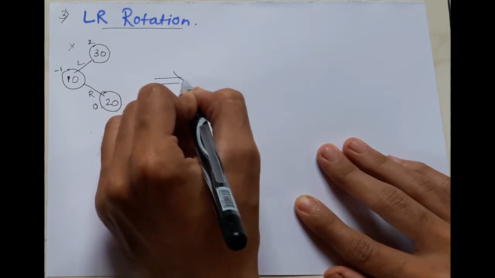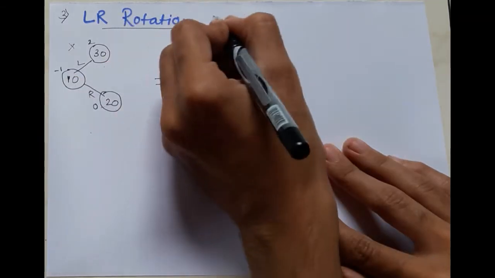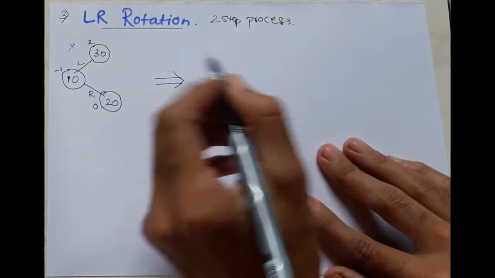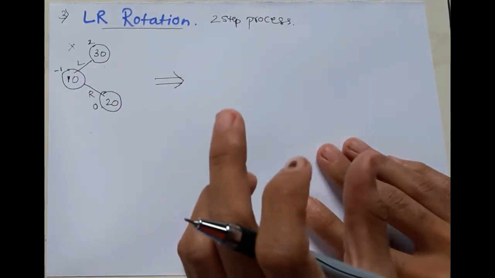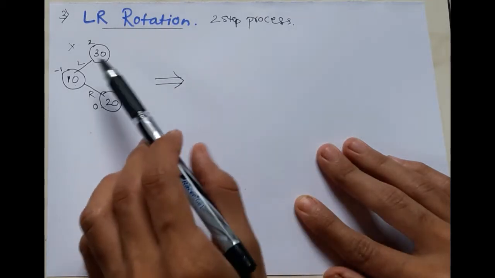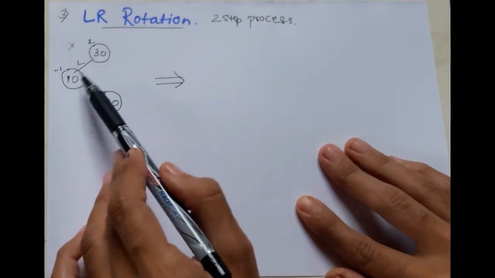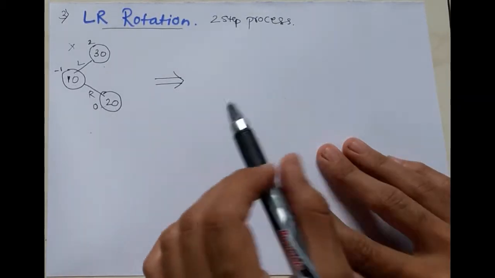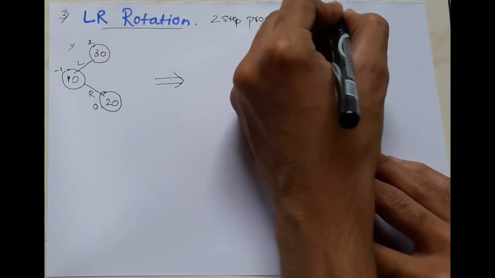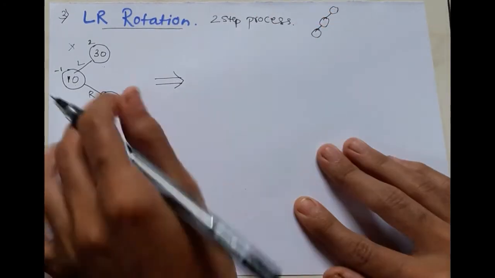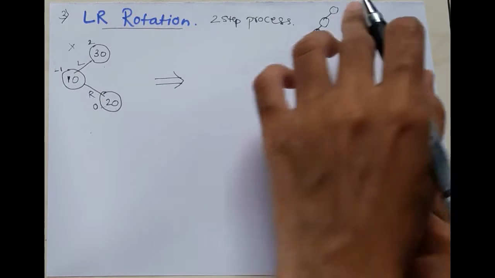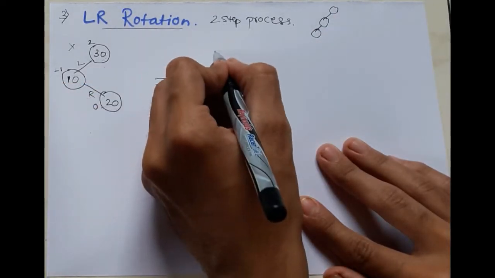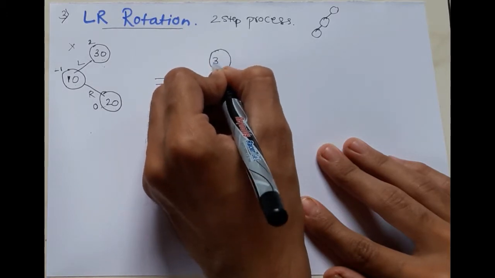So this is a two-step process. Okay, and therefore it comes under the category of double rotation. In first step, what we'll do, we'll convert this LR type of imbalance into LL type of imbalance. So for that reason, we have to convert this structure into this. Okay. So for that reason, we'll ignore this root node. Means we'll keep this root node as it is.